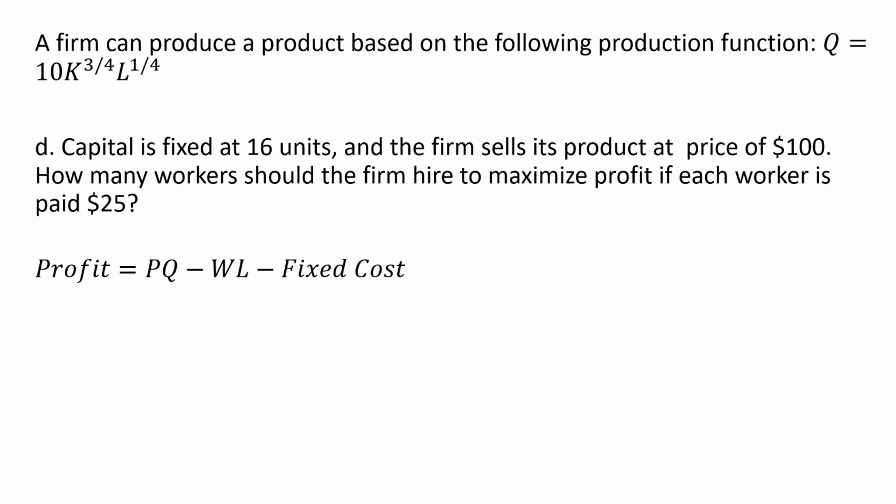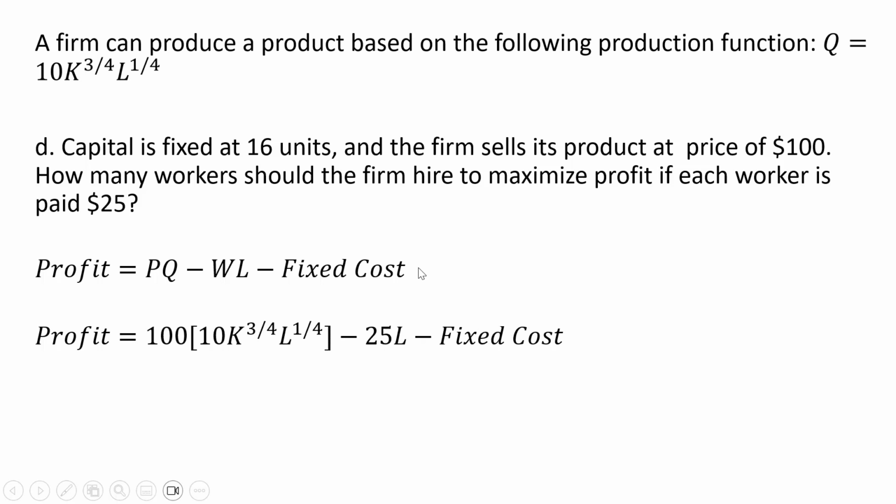So we're going to set up the profit function, which is total revenue, the price times quantity, minus the variable cost, the wage times units of labor, minus the fixed cost. We don't have any information on the fixed cost, so I'm just going to write minus fixed cost here. This is a constant anyhow, and it's going to drop out of the analysis, as you'll see in a moment.